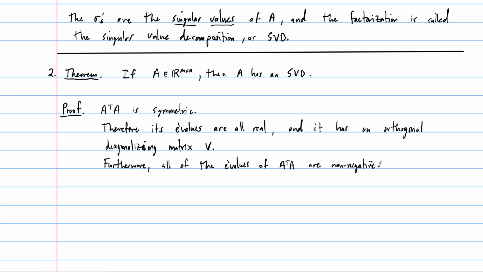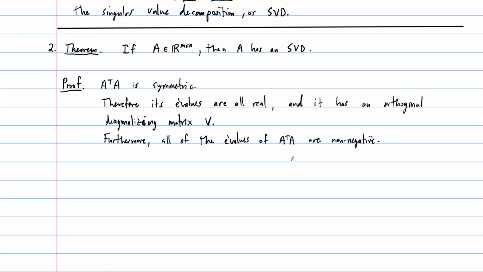So again, if you don't believe these claims, then you should pause the video, go back, look through the lecture on diagonalizing matrices and maybe on eigenvalues, go through some of the old exercises that you've done and make sure that you believe these claims, that the eigenvalues are real, that the matrix is diagonalizable, and that the diagonalizing matrix is orthogonal. Okay, so that's a big claim here. And then that the eigenvalues of A transpose A are not only real, but they're non-negative. So take a moment and verify those claims.